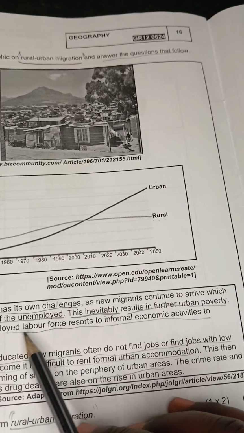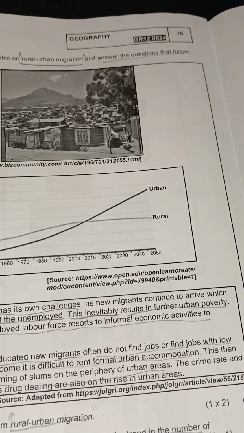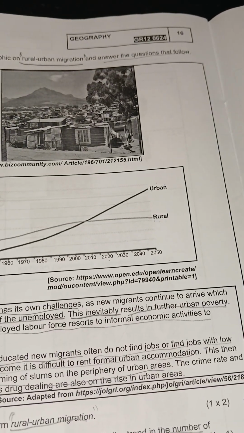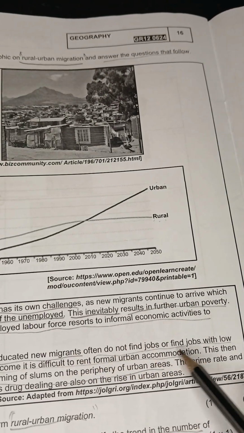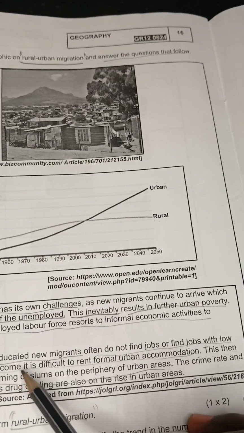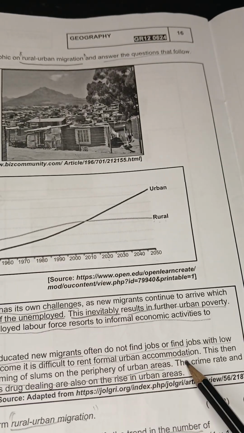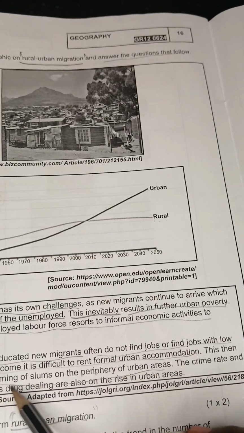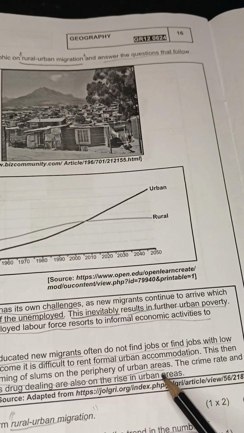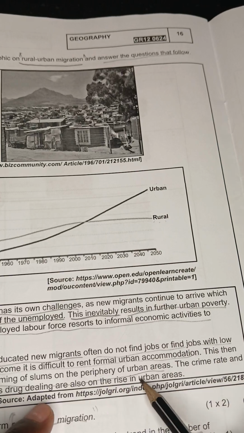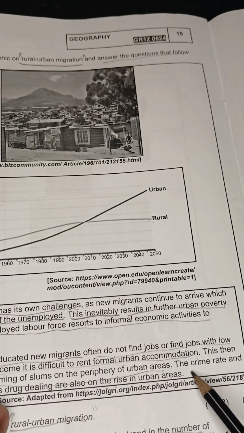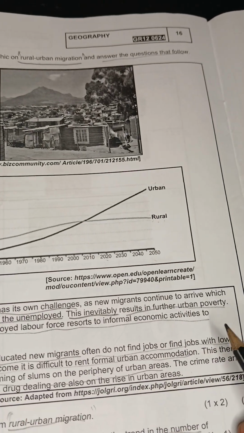As a result, the unemployed labor force resorts to informal economic activities to ensure its survival. The unskilled and uneducated new migrants often do not find jobs or find jobs with low incomes. With low income, it is difficult to rent formal urban accommodation. This then results in the mushrooming of slums on the periphery of the urban areas. The crime rate and social ills such as drug dealing are also on the rise in urban areas.